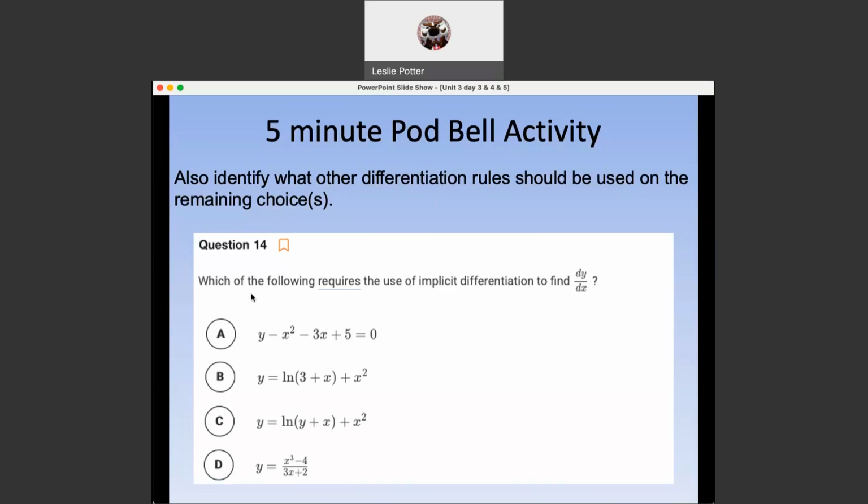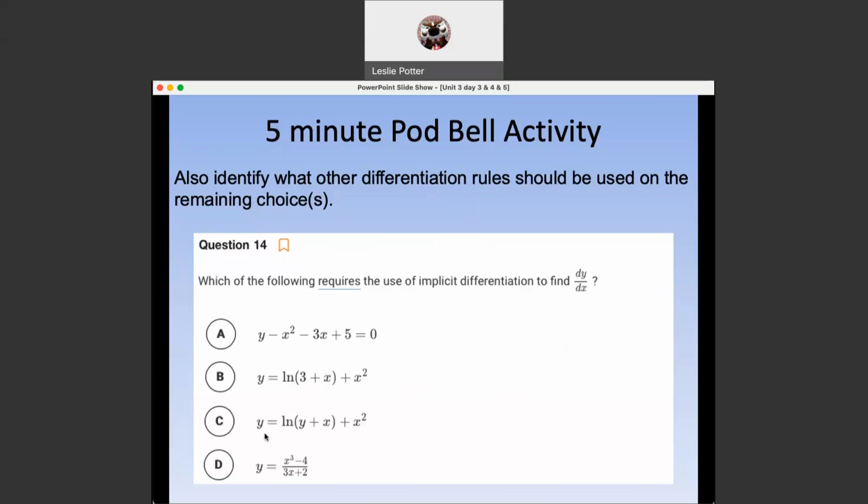It says, which of the following requires the use of implicit differentiation to find the derivative, dy dx? So we are looking for something that requires implicit differentiation. So we're looking for something where solving for y is extremely difficult. So option A, solving for y requires taking the x terms to the right. That's okay. In option B, all the x terms are already on the right, so it's already solved for y.